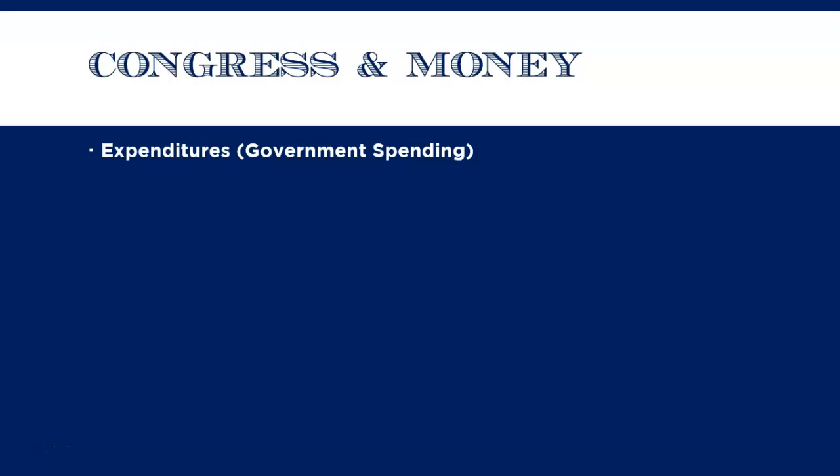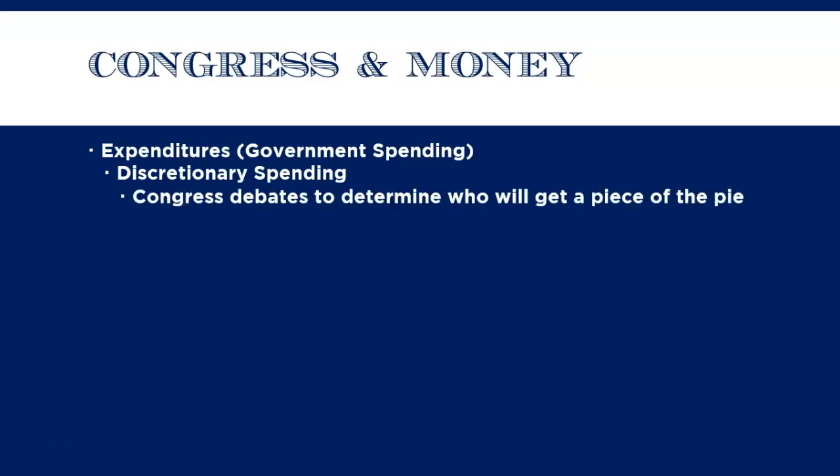All right. So first, we're going to talk about expenditures. This is basically just government spending. It's what the government spends all the money that it brings in on. The first part you have is discretionary spending. Congress can debate to determine who will get a piece of the pie. So it's up to their discretion when they have these committees, budget committees and things like that, spending committees. That's where they determine where the money goes. Who gets this money, who gets that money. And so that's discretionary. The money can be funded or it cannot. They decide. It's up to their discretion.